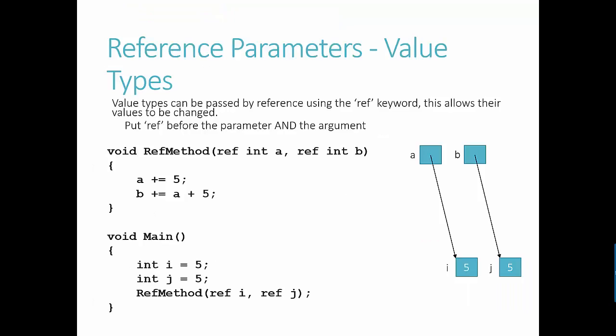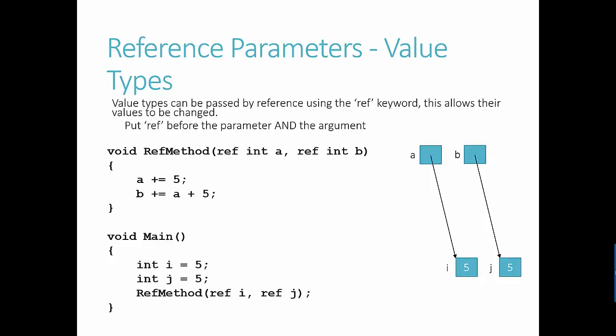If we want to allow a method to change a value type, we have the option of passing it by reference using the ref keyword on both the parameter and the argument. Similarly to objects, instead of copying the arguments, references are constructed and changes to the parameters change the original arguments.